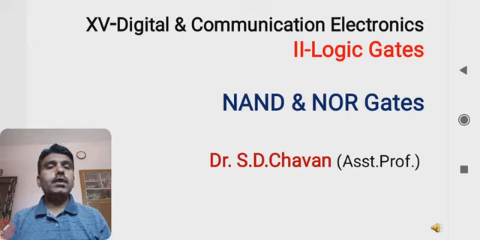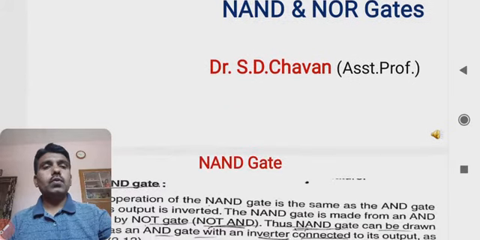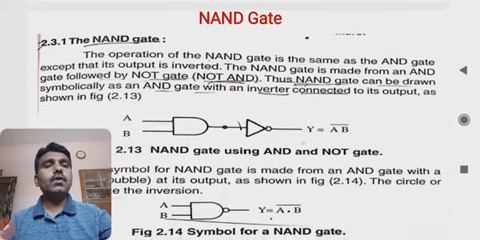Now today we will learn something about the same sort of gates, but somehow it is a combination of these: AND plus NOT gives you a NAND gate, and OR plus NOT, that is NOT plus OR, gives you a NOR gate. So let's see what is a NAND gate and what is a NOR gate in this case. So first of all, the NAND gate.